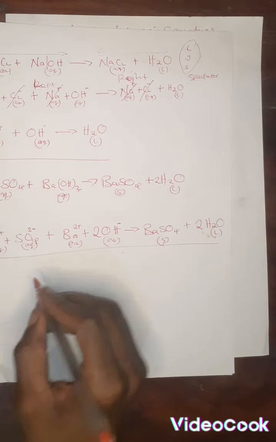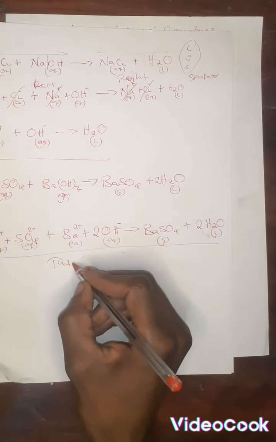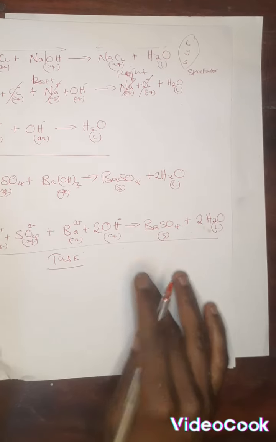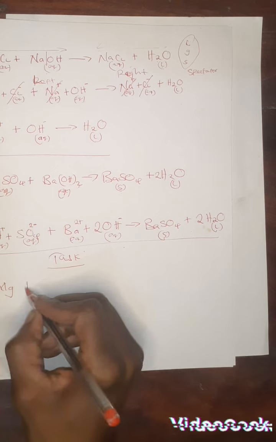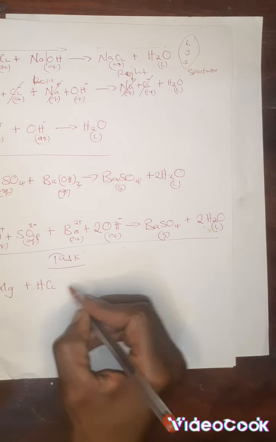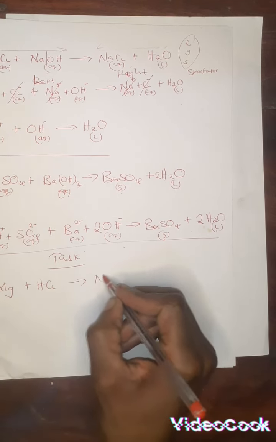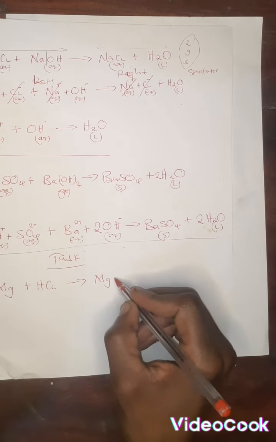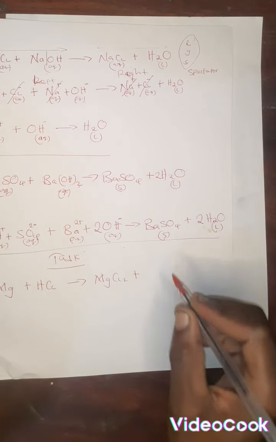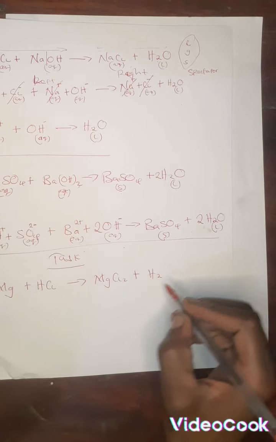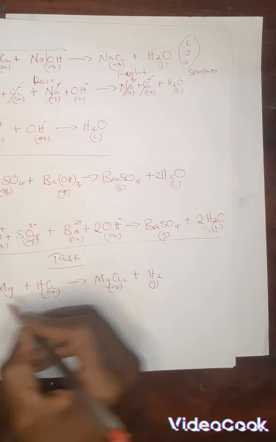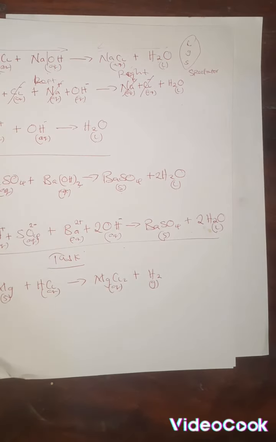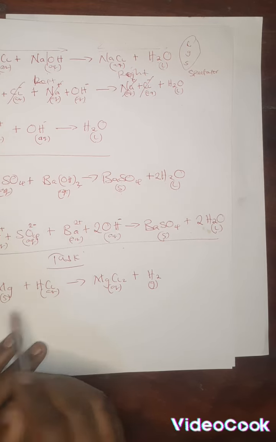Now I will leave you with work. I want you to write down the net ionic equation for magnesium plus hydrochloric acid to produce magnesium chloride plus hydrogen gas. This is a solid, this is aqueous, this is aqueous, and this is a gas. So I want you to write down the ionic equation for this reaction.